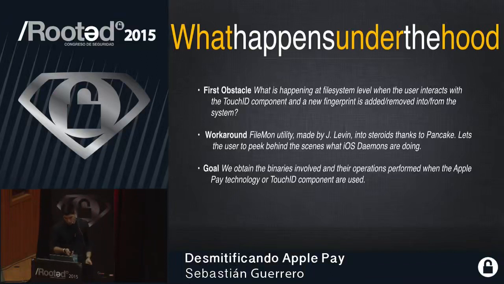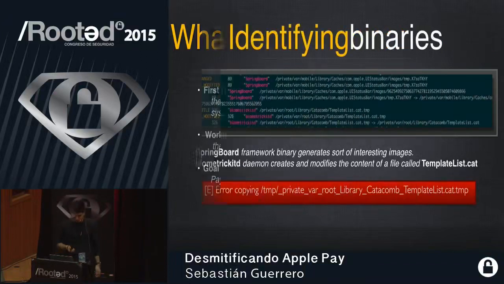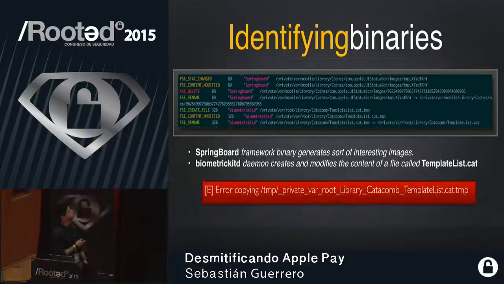So once Pancake saved me from this, I started noticing, if you have downloaded the slides, you'll see better, that whenever I register the fingerprint, the Springboard keeps storing images, and the biometric kit creates the template list temporary file with the topology of the nodes and the coordinates of your fingerprint. Then I identified the two binary files I like the most, the biometric kit and the Springboard.